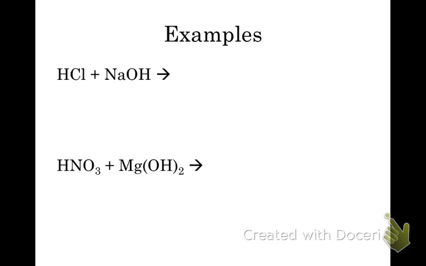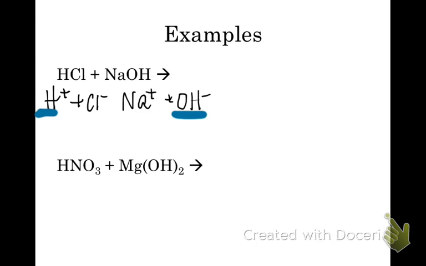We'll do the first one, HCl plus NaOH. So we know that HCl can break up into H plus and Cl minus. NaOH can break up into Na plus and OH minus. So from here we're going to take the H and the OH and produce water. So HOH or H2O, and we'll take a look at what's left over.